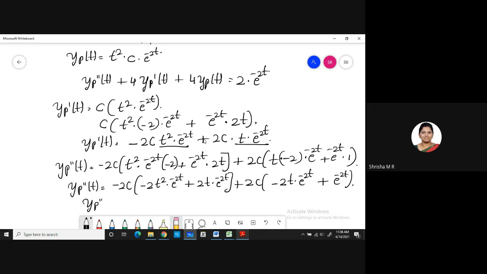Okay, I can do one step more. So you have 4c t square into e power minus 2t minus 4c t into e power minus 2t minus 4c t into e power minus 2t plus 2c into e power minus 2t. Got it, everyone? Yp double dash of t.